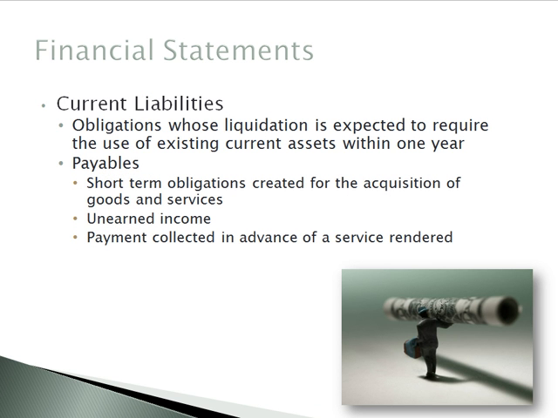On the liability side of the balance sheet, we have current liabilities, those obligations that are expected to be paid with current assets within 1 year. Payables are considered current liabilities as our short-term obligations created for the acquisition of goods and services. Consider wages payable. This is the amount of money that the company owes its workers and is considered a liability or debt. There's also unearned income, where the income is generated but a service or good is still due to the customer, and this is considered a liability.